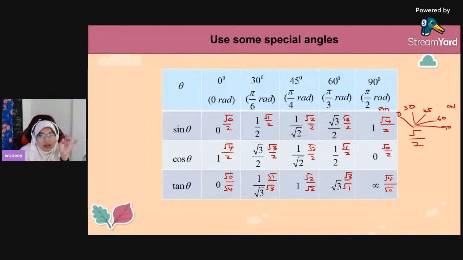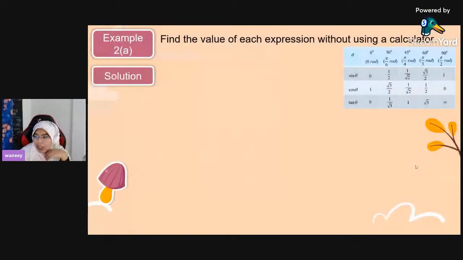Kenapa saya galakkan guna tangan tu? Sebab takkan kita nak lukis table setiap kali kita nak kira kan. Sebab tu pakai tangan je, cepat sikit. Cos of 90, 45 ke, 30 ke, 60 ke, dia cepat sikit lah kalau kita guna jari je. Okay, next.